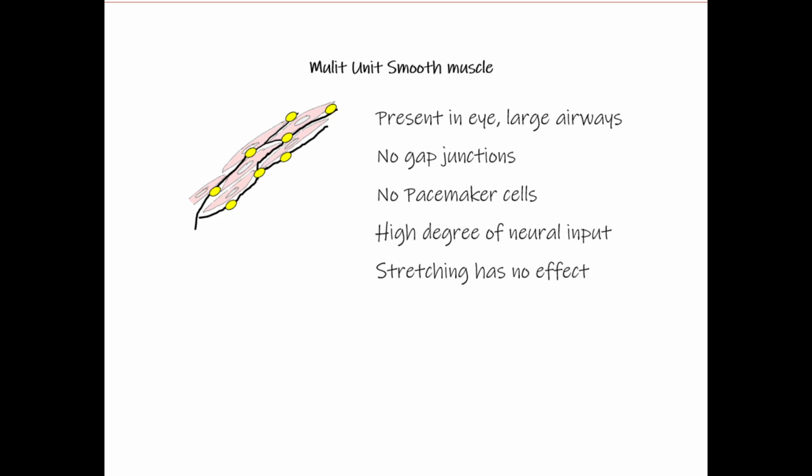Stretching of multi-unit smooth muscle has no effect. They also do not retain any type of resting tone. So in multi-unit smooth muscle, the cells act as individual cells. That's to be distinguished from single unit smooth muscle, where all of the cells act as a single unit.